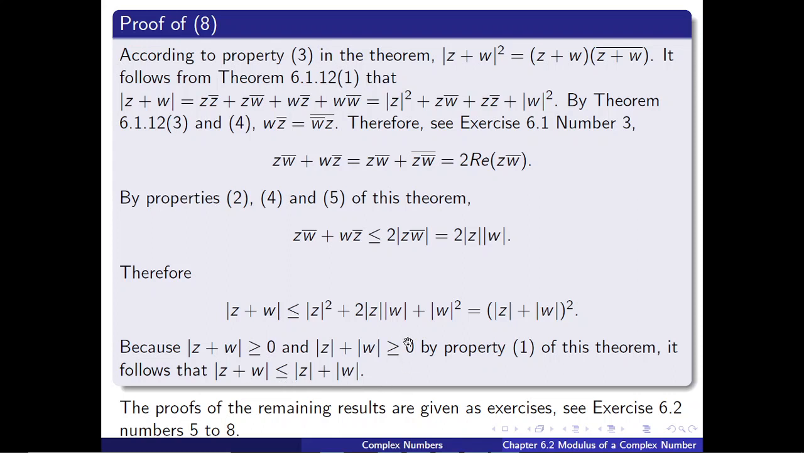And so the rest of the proofs are, as we mentioned earlier, given as exercises, and the exercises are exercise 6.2, numbers 5 to 8.